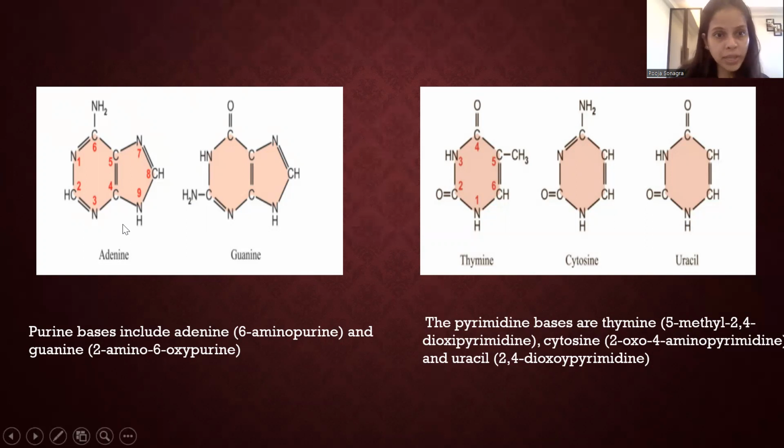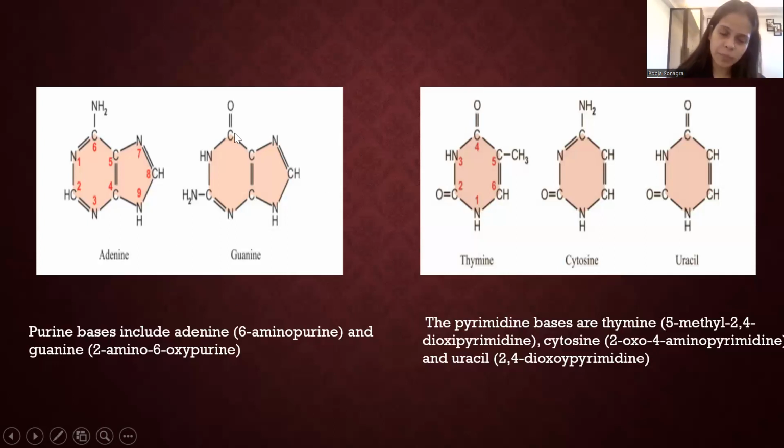When I talk about adenine, we have to memorize what exactly it stands for. Adenine is called 6-aminopurine. When I call it 6-aminopurine, what does it mean? That at the 6th position, there is a presence of NH2. And so it is said to be 6-aminopurine. If we remember this name itself, it will be very easy for us to memorize the structure as well.